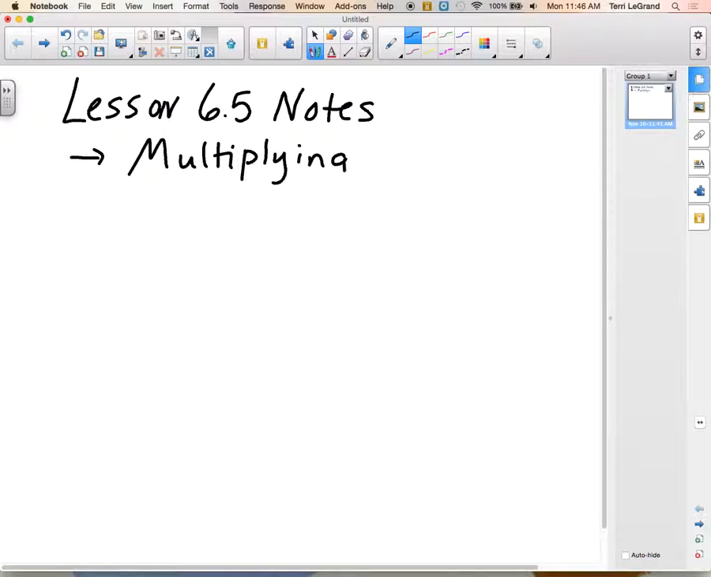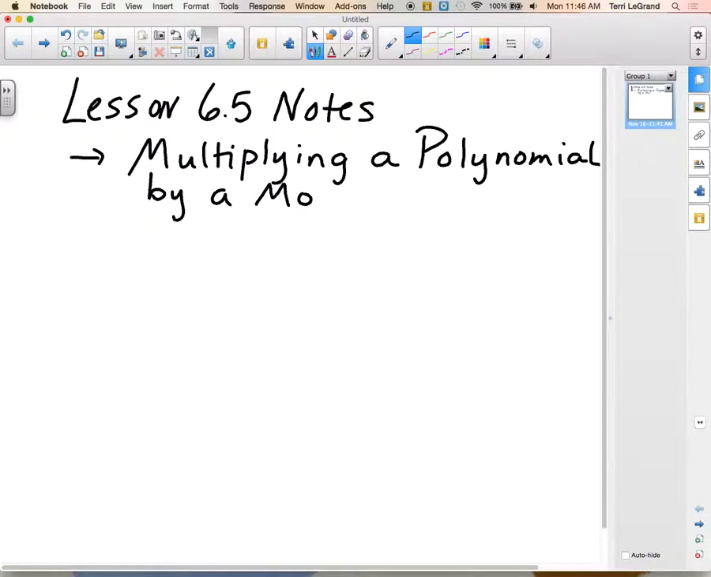a polynomial, multiplying a polynomial by a monomial. So that's our learning goal today. That's the skill we should have. Learn today, practice today in your homework.